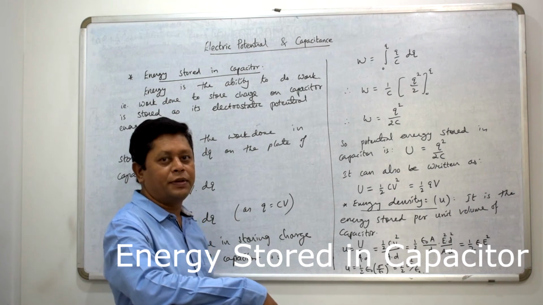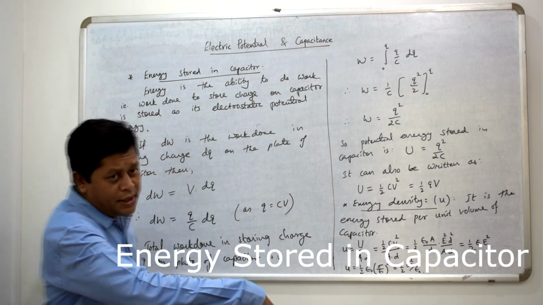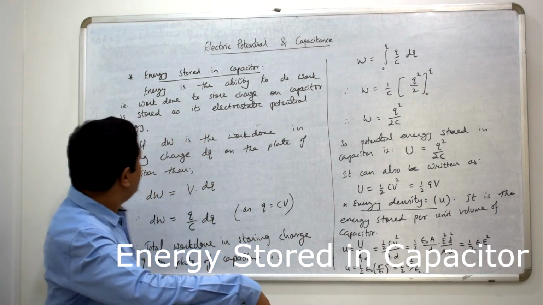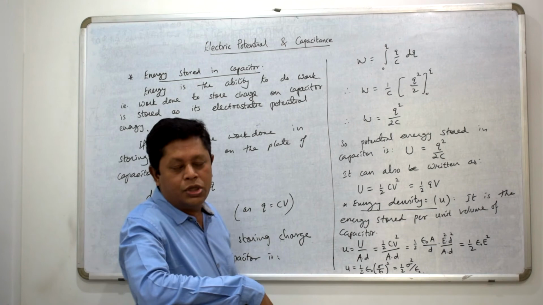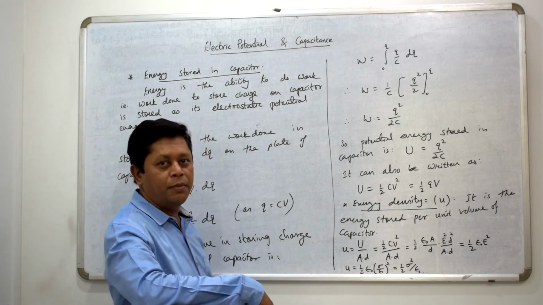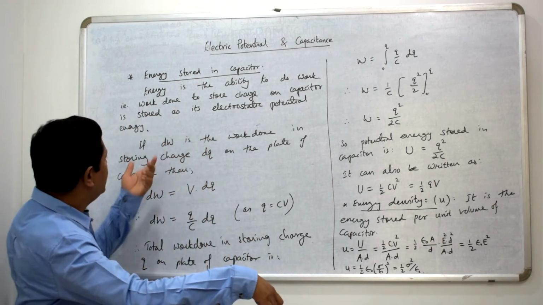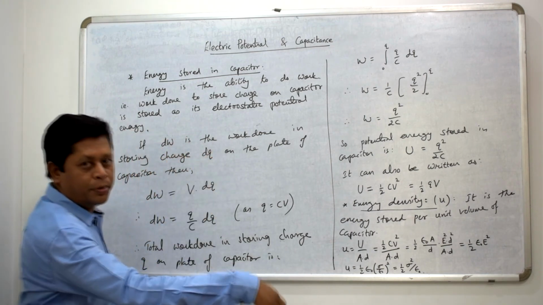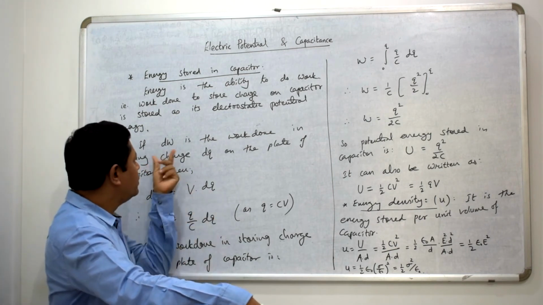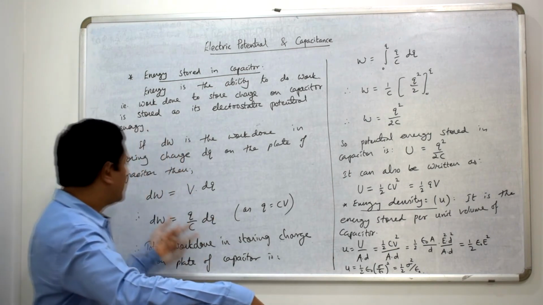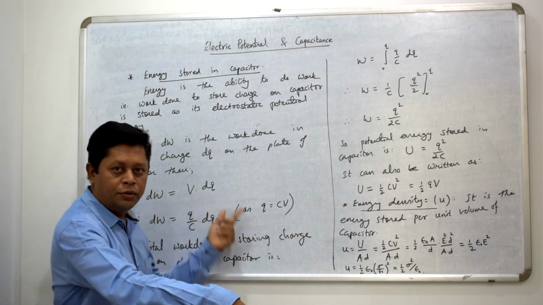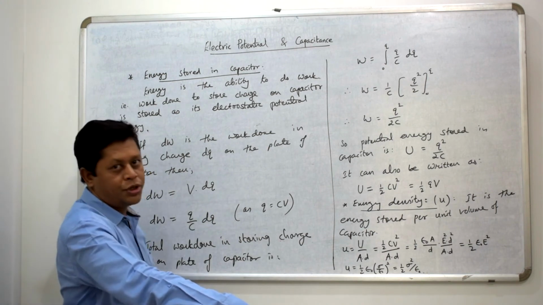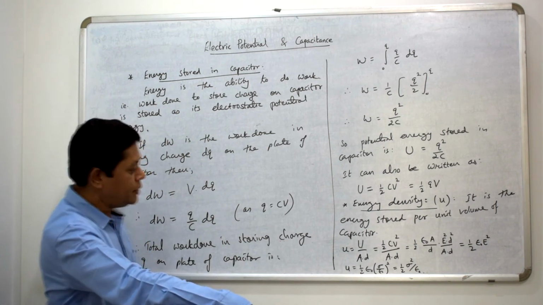Energy stored in capacitor. Energy, as it is defined, as the ability to do work. So here, amount of work done in storing charge on the plates of capacitor can be calculated. Let's say, for example, if a small amount of charge dq is stored on the plate of a capacitor, for that amount of work done is dw, you can write dw is equal to v into dq, where v is the potential due to the charge dq which is stored on the capacitor.